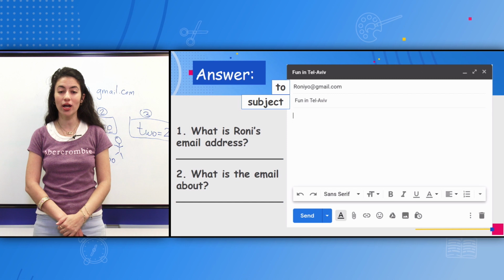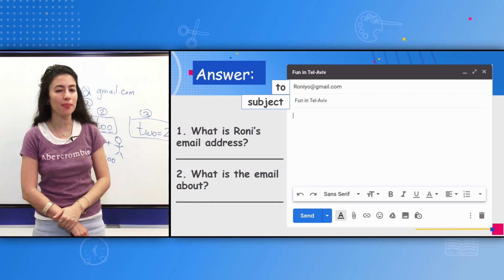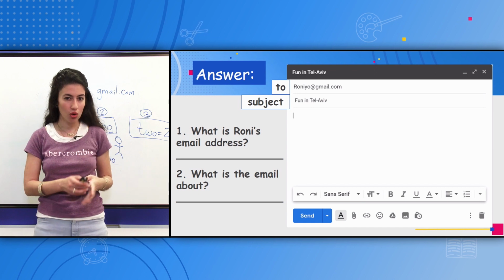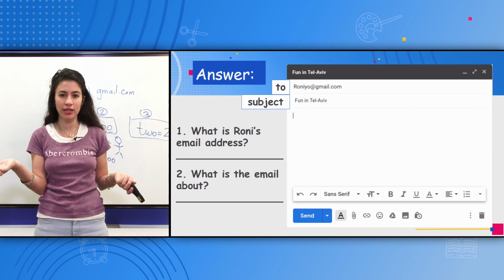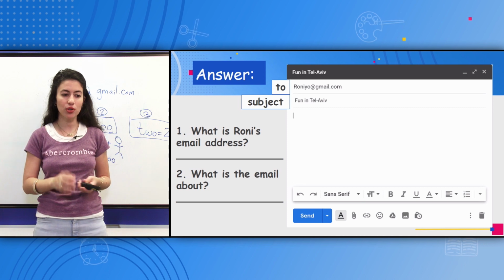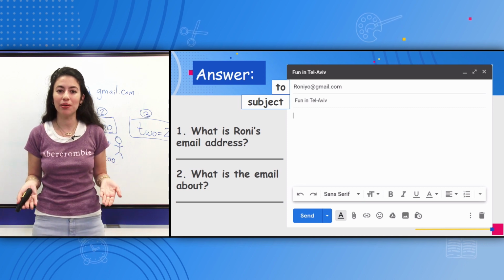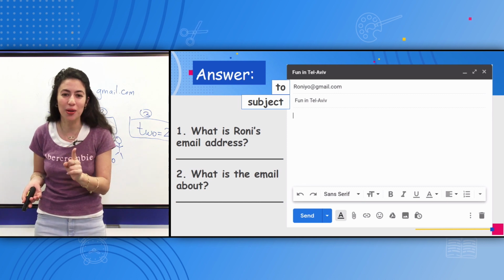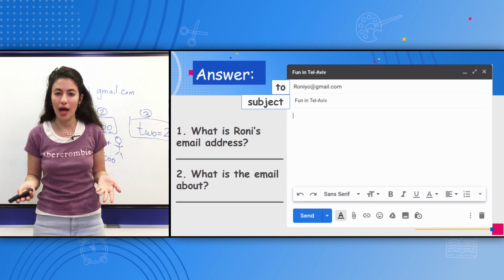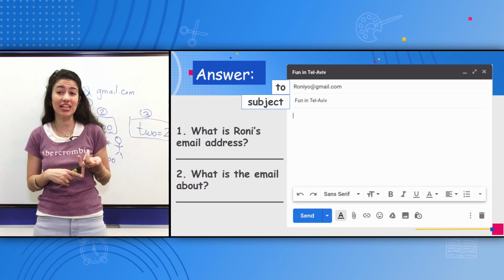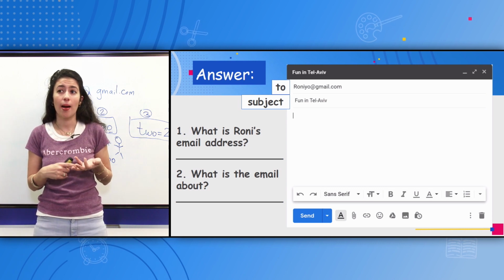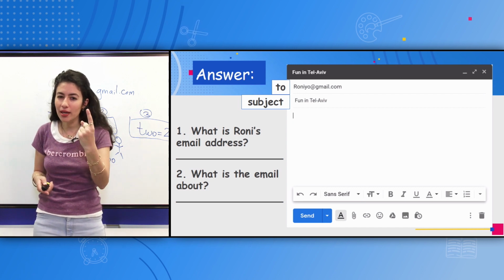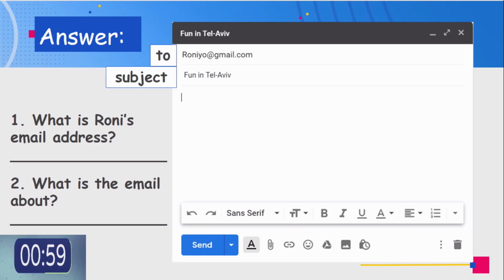Now there are two questions on the left that I want you to answer. Number one is what is Ronnie's email address? Think. It's the two. What are you going to write there? What is Ronnie's email address? And number two, what is the email about? Remember? What is the subject? The what? About the sea? About a dog? About the farm? What is it about? I'm giving you 1 minute and we will see the answers.